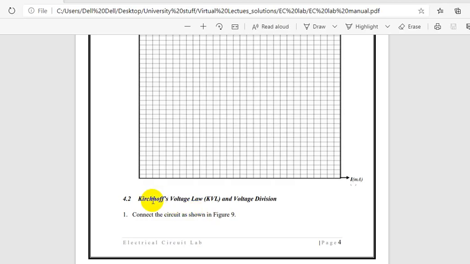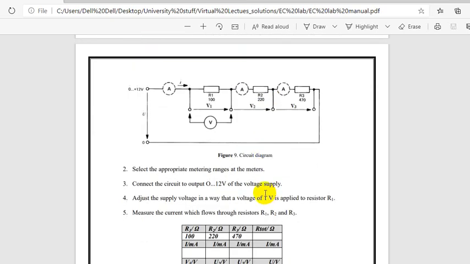So now we are going to perform Kirchhoff voltage law and voltage division. So this is a circuit diagram. Okay, this is a bit tricky. Here again we are using a voltmeter and an ammeter, but the resistance R1 is 100, R2 is 220, and R3 is 470. So all are connected in series.